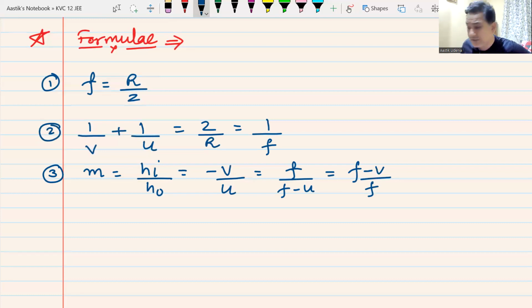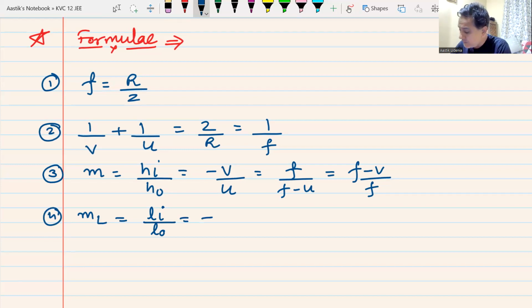Now, most of the questions from JEE Main will probably fall in these three categories. You may be able to solve them just by these three things. But when you come to JEE Advanced, you will probably need the other two. So in the advanced category, we have the longitudinal magnification, length of the image divided by length of the object. Do we remember this? Yes, sir. That will be equal to minus delta v by delta u.